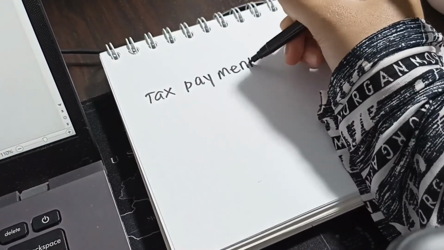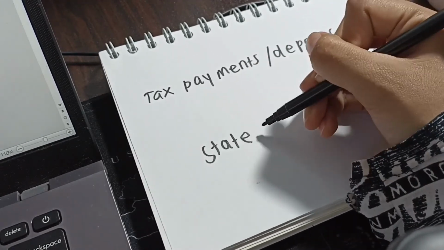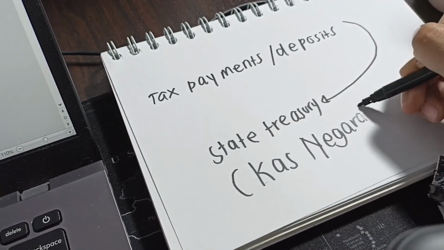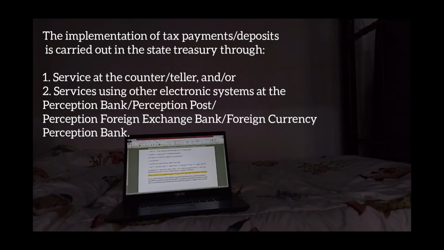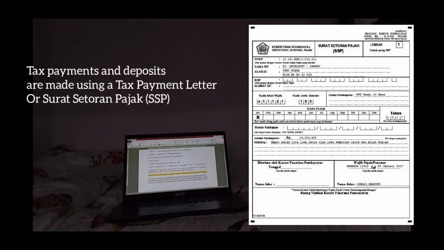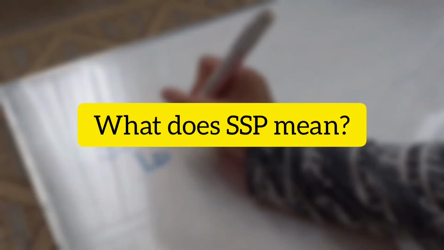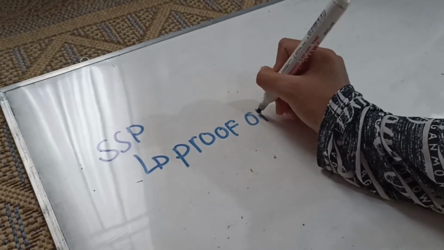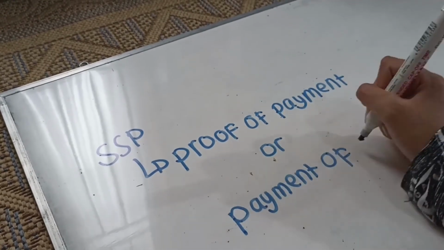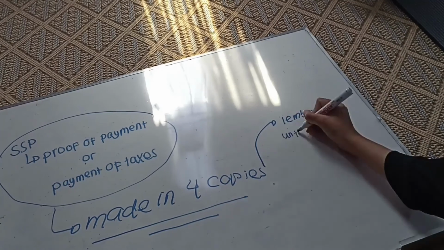The implementation of tax payments or deposits is carried out in the state treasury through some services. The first service is at the counter or teller, and the second is using other electronic systems at the perception bank, perception post, or foreign exchange perception bank, or foreign currency perception bank. Tax payments and deposits are made using a tax payment letter, or in Bahasa we call it surat setoran pajak. So here, we are going to know more about SSP. SSP is a proof of payment of taxes that have been made using a form, and the SSP form is made in 4 copies with the following designations.